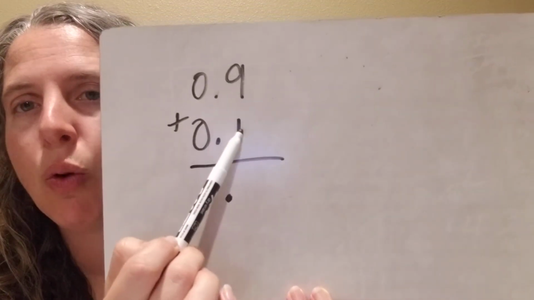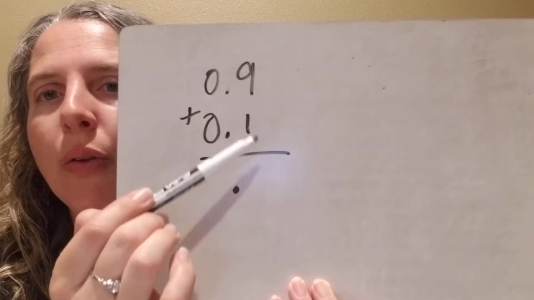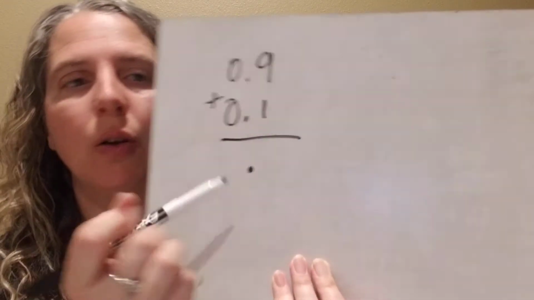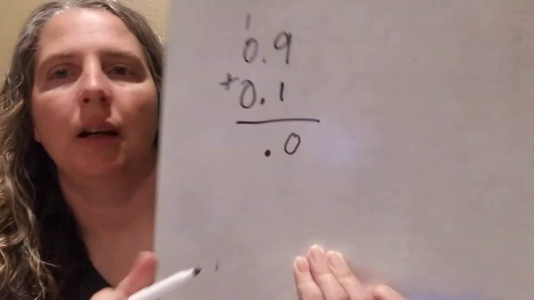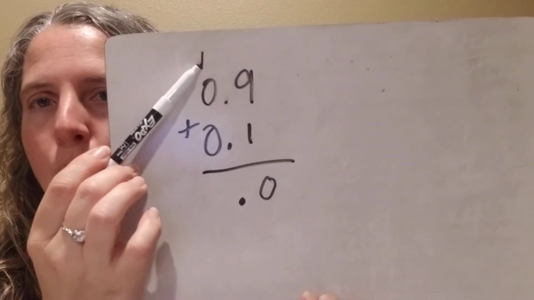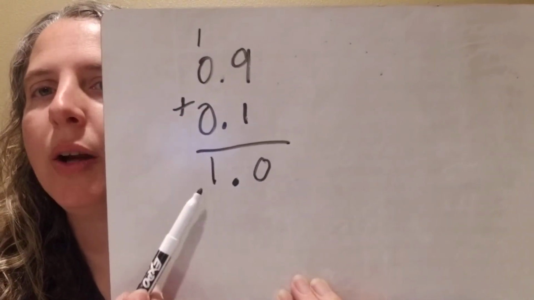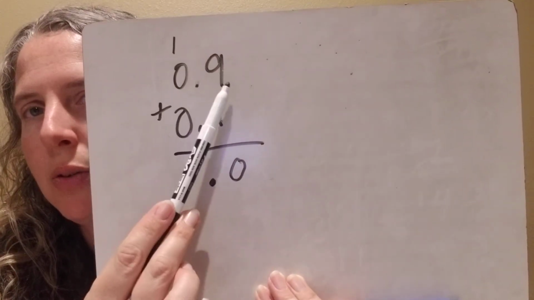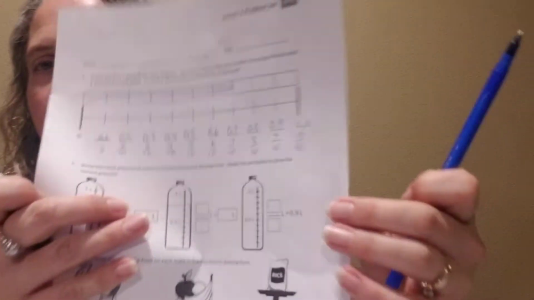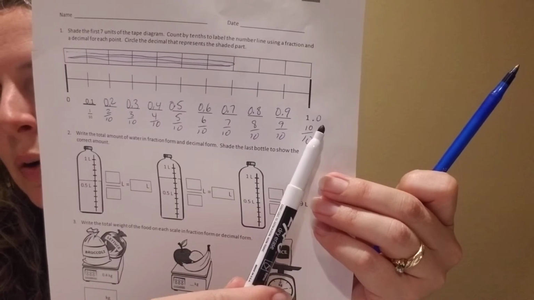9 tenths plus 1 tenth. 9 plus 1 is 10. But we know that only one digit can go in each place value. So just like regular adding, I have to carry. Well, now 1 plus 0 is 1. Okay, now I have 1 whole. It moved out of the tenths place and moved over. So 9 tenths, just like a fraction, 9 tenths plus 1 more tenth is 1 whole.